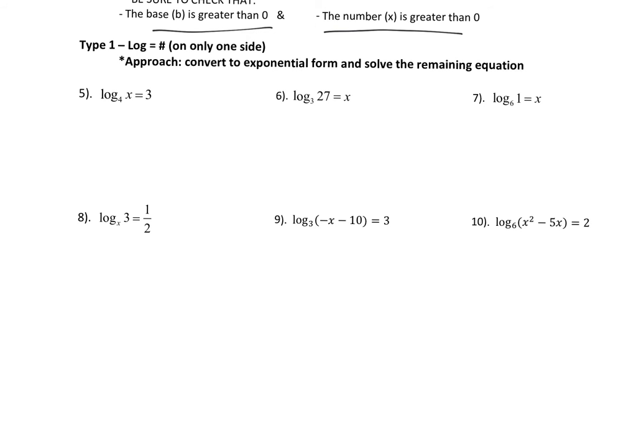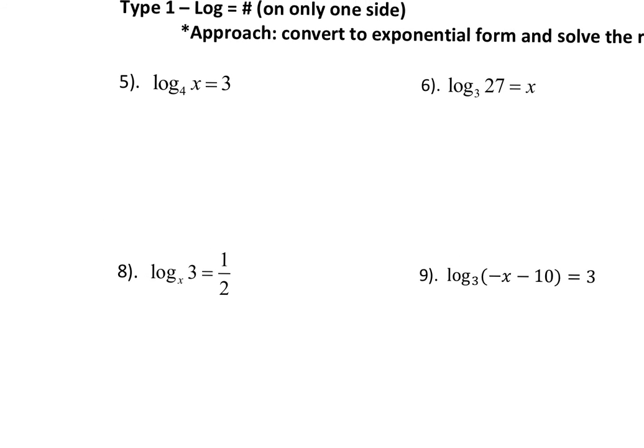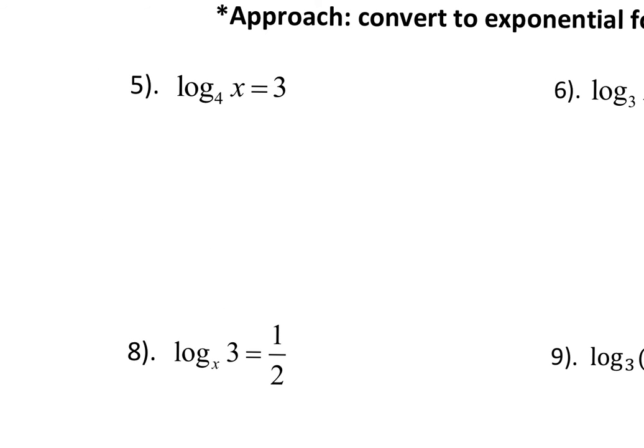If you look at each of these examples, you only see the word log once on the left-hand side. It could be the right side too, but it's only on one side of the equal sign, not the other. These are going to look very familiar and similar to the ones up at the top where you were converting to exponential form. So number 5, log base 4 of x equals 3. If I convert to exponential form, I'm going to get 4 to the third is equal to x. Base to my exponent is equal to my argument.